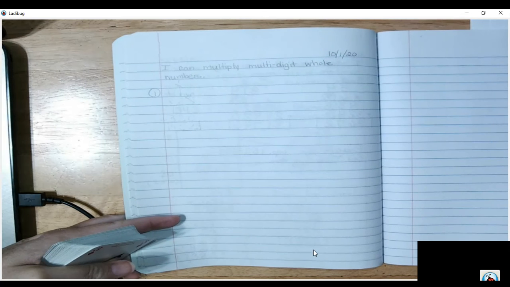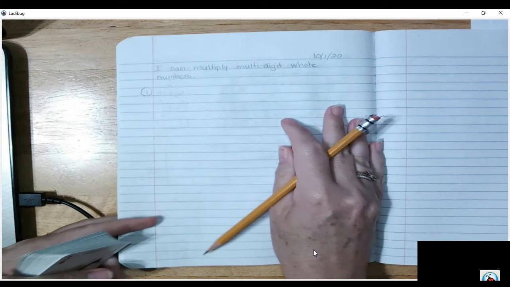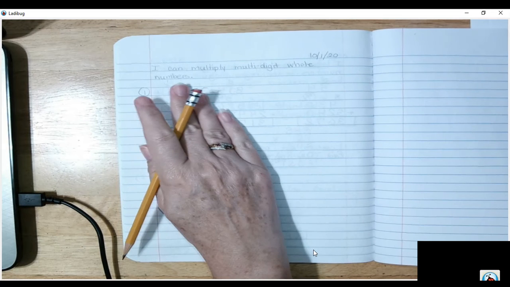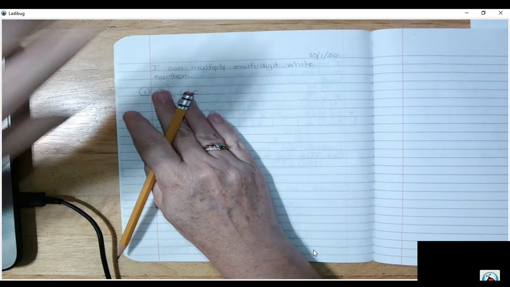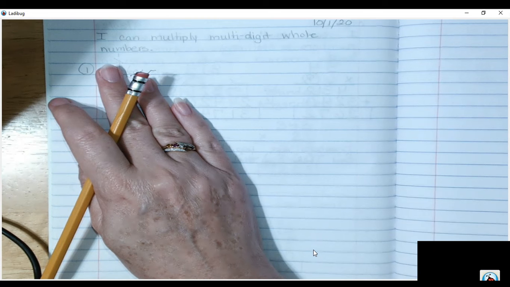So, for today's lesson, write your I can statement. Today is October 1st and it is Thursday. Today, we're just going to continue practicing multiplying multi digit whole numbers. Okay, so I can multiply multi digit whole numbers.